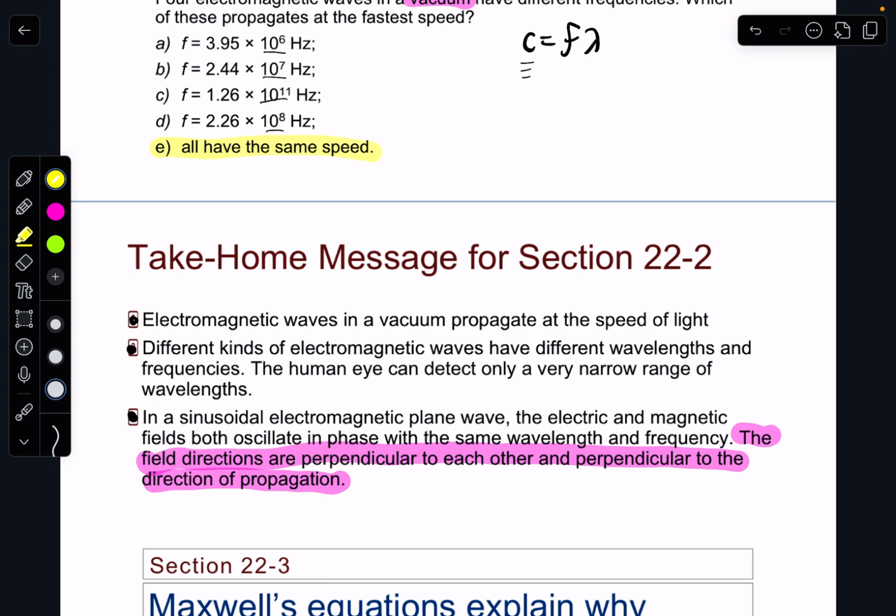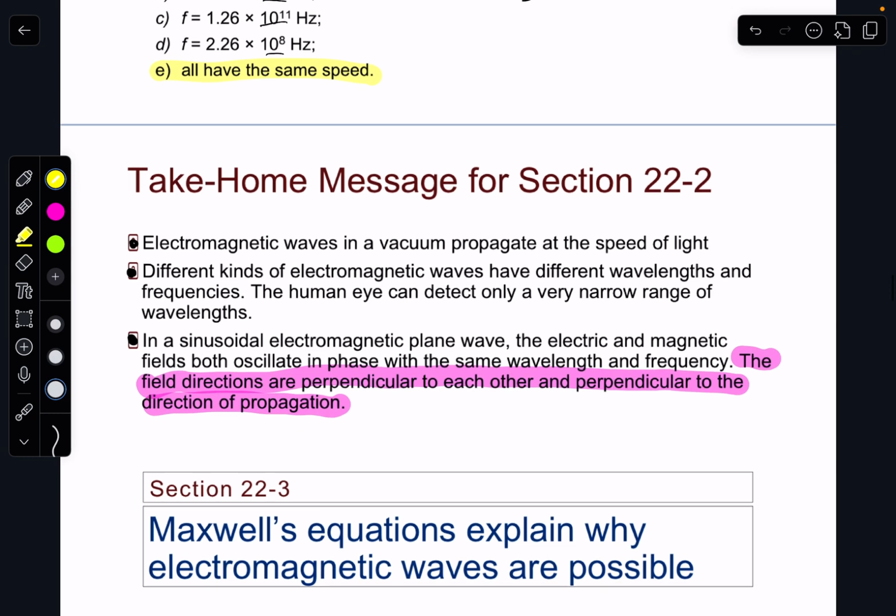And these waves can be mathematically described as sinusoidal functions that vary both in time and space. And the directions of the E field and the B field and the velocity direction are all perpendicular. So those are all the key points of this section.